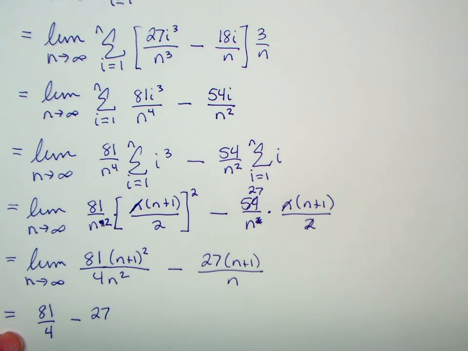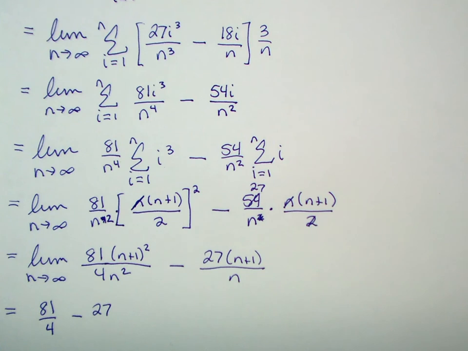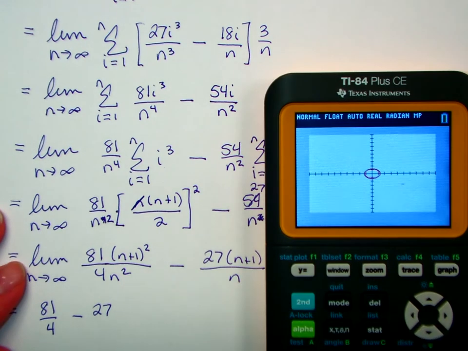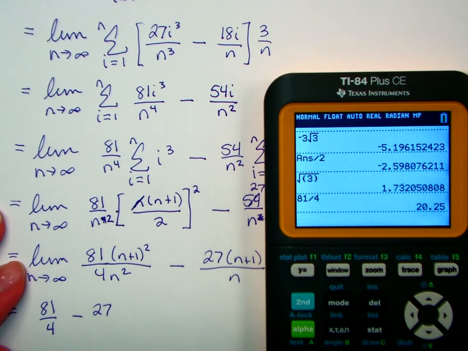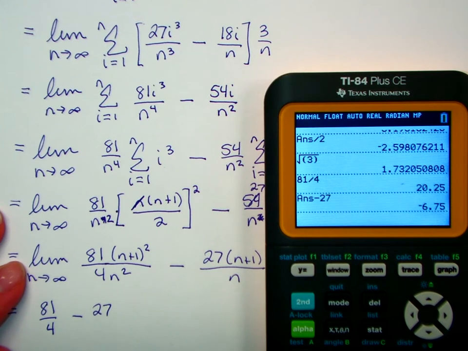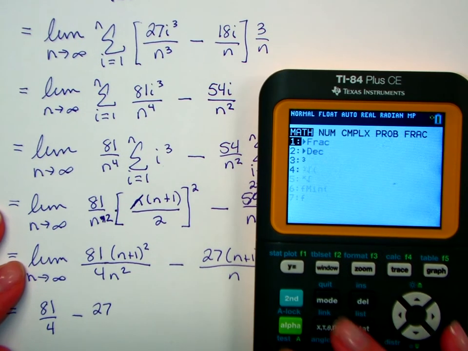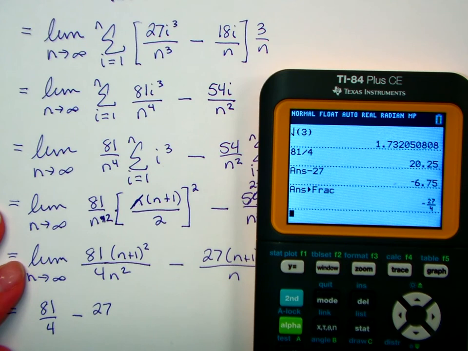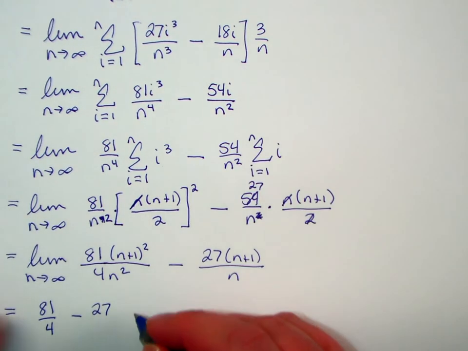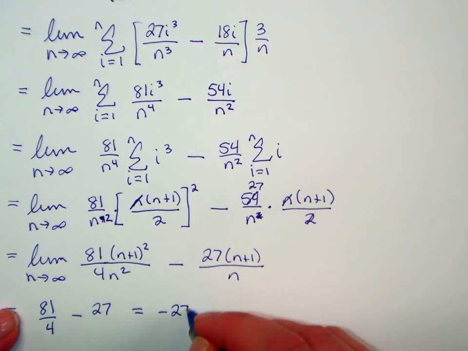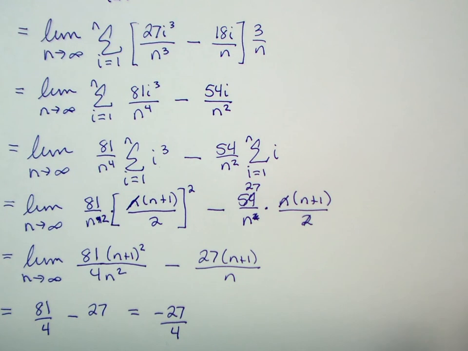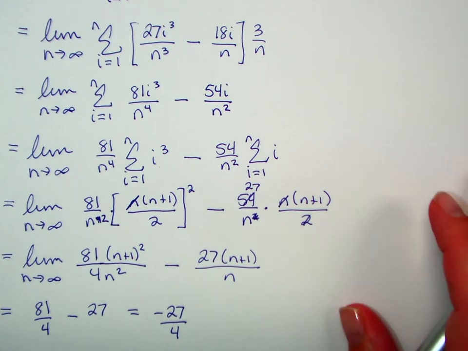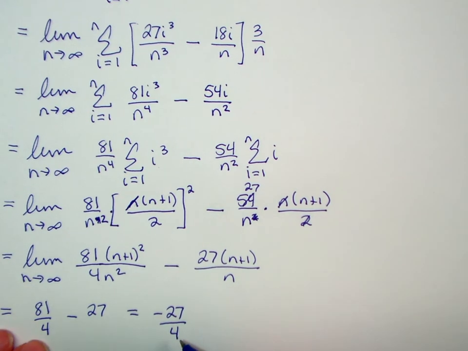Right, so in order to calculate this, I'm just going to plug it into the calculator. If I get 81 divided by 4 minus 27, I get negative 6.75. I'm going to change that to a fraction, and I get negative 27/4. So the area between 0 and 3 of x cubed minus 6x is negative 27/4.